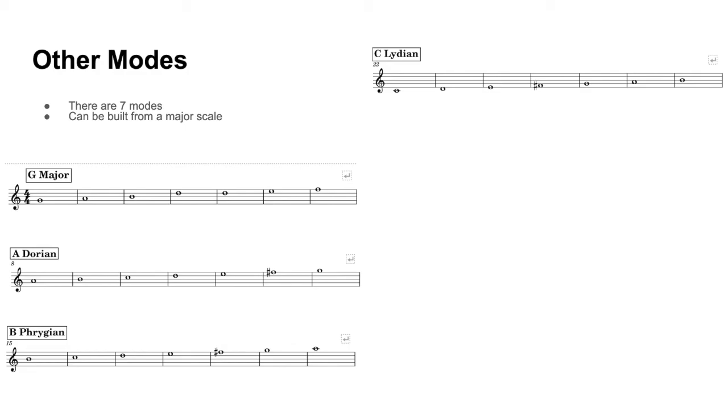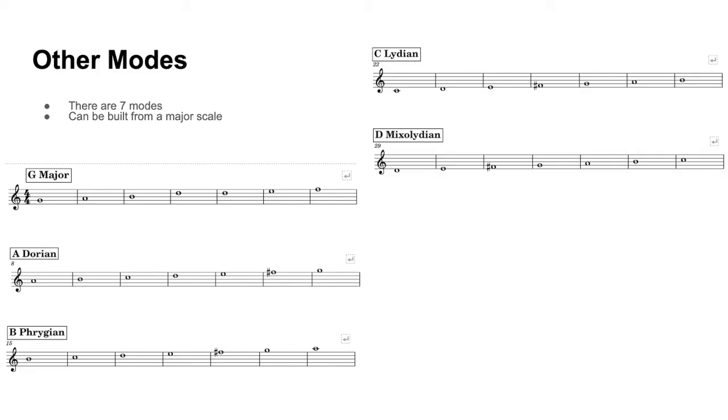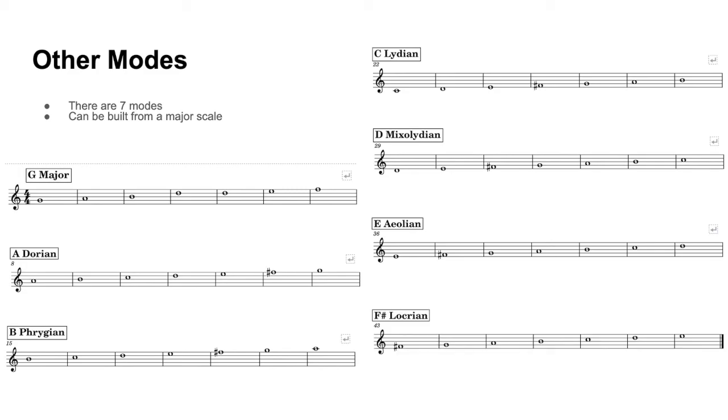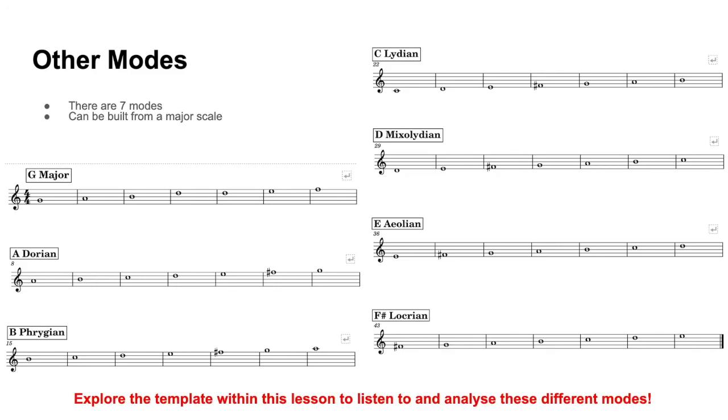We would have a D Mixolydian as the 5th. An E Aeolian as the 6th. And an F sharp Locrian as the 7th. And you can listen to and analyse more closely the way that these different modes and scales are built by exploring the template that is included within this lesson.